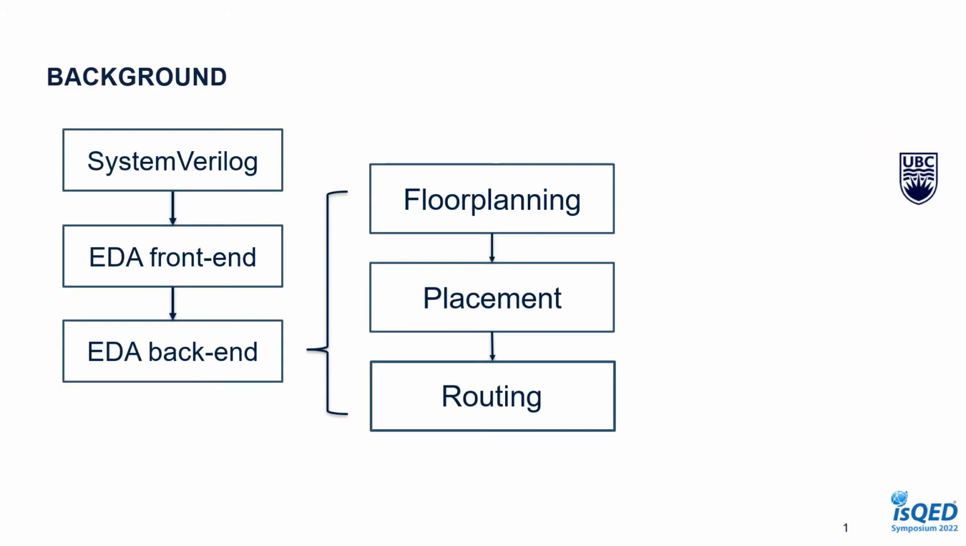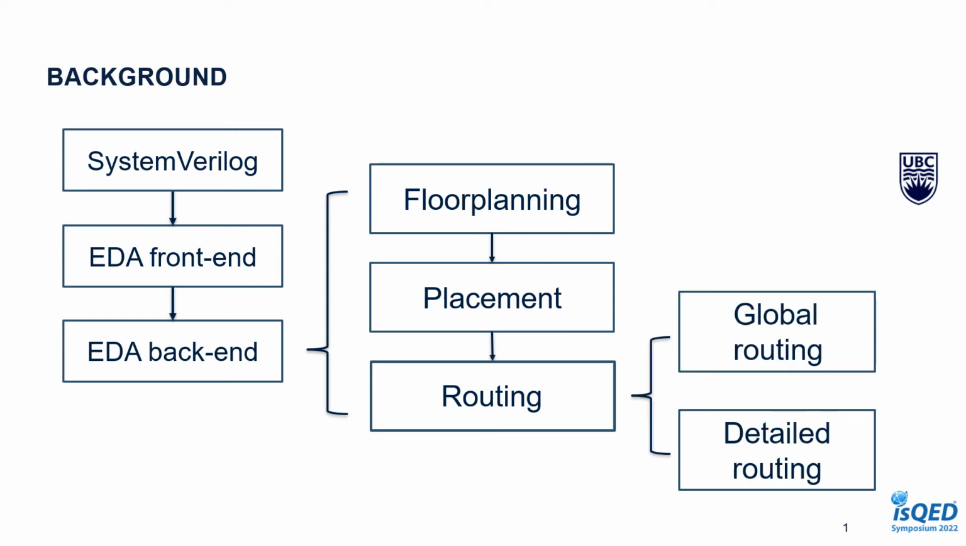The current digital flows are quite modular, and EDA is an essential tool which is used in almost all the procedures in the VLSI design. So usually EDA is divided into two halves, the front end and the back end. And for the back end, we usually have floor planning, placement, and routing. And in routing, we have global routing and detailed routing. And among so many procedures, routing is one of the most important and time-consuming ones.